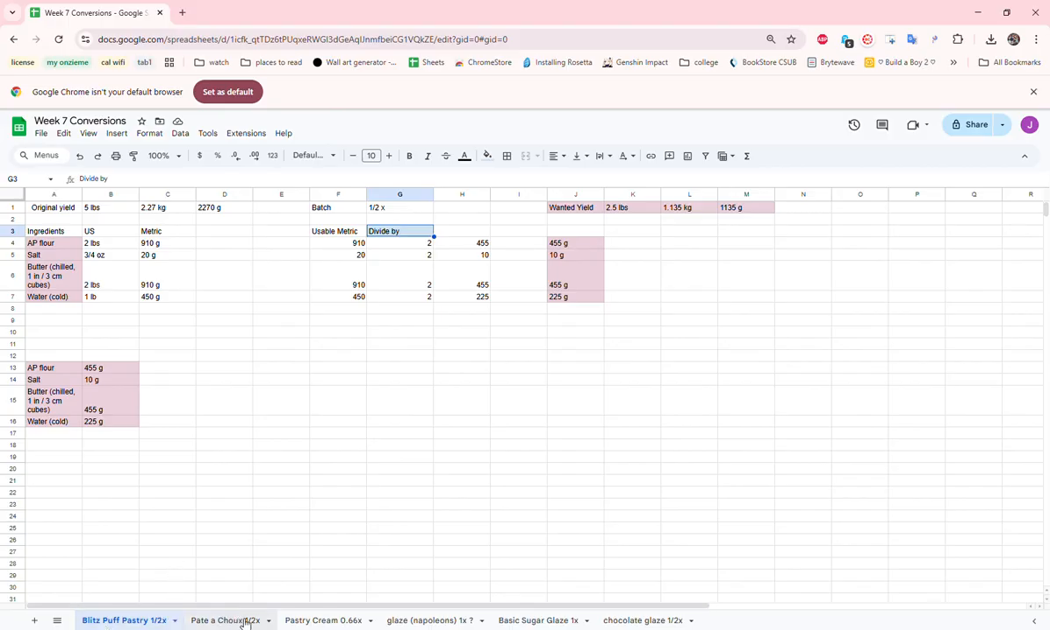pastry cream, which is a 0.66 batch. We have chocolate fondant and glaze, which he said was a one batch, but all I could find were glaze under Napoleons and basic sugar glaze, which is what I put for one batch and one batch. Do not quote me on exactly if this is the chocolate fondant and glaze.